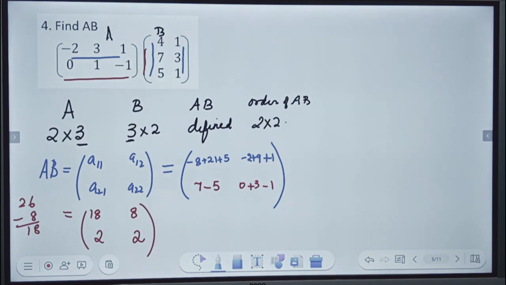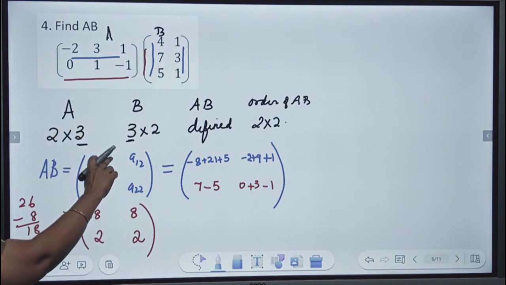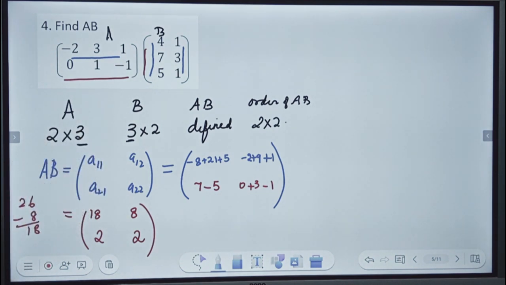Is it clear how to multiply A into B? You have to first check the order of A and the order of B. Here the order of A is 2 by 3. Order of B is 3 by 2. So multiplication between A and B is well defined. AB. What will be the order of AB?